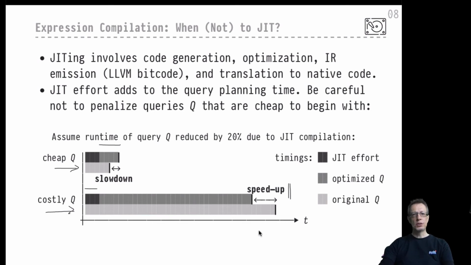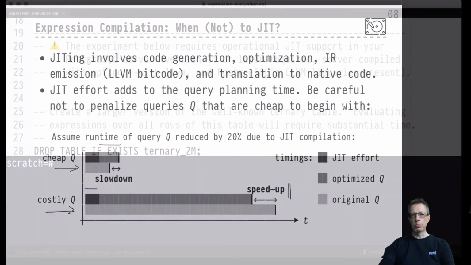Fortunately, the system comes with some estimate of the cost of such queries. The query planning and the query optimizer leave us with an estimate of the actual cost of these queries, and we could use that as a criterion to decide whether JITting would be beneficial or not. So let's switch over to the PostgreSQL terminal.